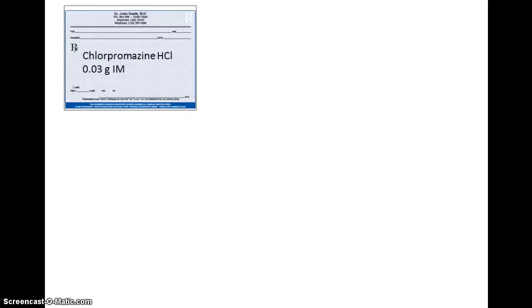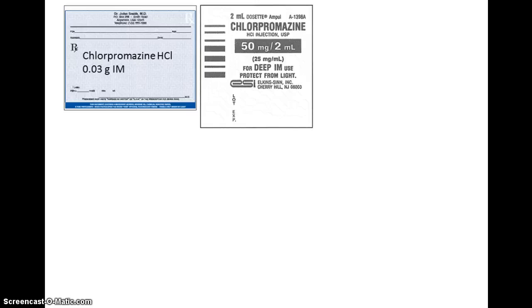Again, the nurse needs the doctor's order. So we have an order for this med, 0.03 grams as an IM injection. Next, we need to look at what is available. So we find a container, and it has this label on it. Again, as the nurse, I'm looking for the dosage strength. How strong is this med? And again, it's in this darkened box here, 50 milligrams for every 2 milliliters. It would also be okay to use this reduced fraction. You would get the same answer either way.